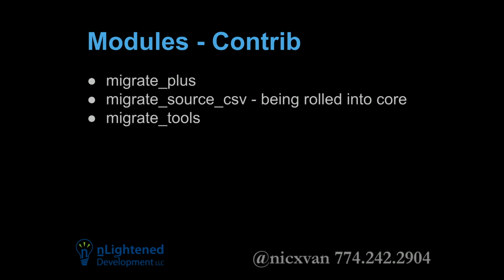In Contrib, there are 2 or 3 modules that are probably required for every single migration you write. Those are Migrate Plus, Migrate Tools, and if you're doing a CSV, you need Migrate Source CSV, although that supposedly is moving into core pretty soon. And I'll talk a little bit about what the other 2 modules provide, but they're incredibly useful.